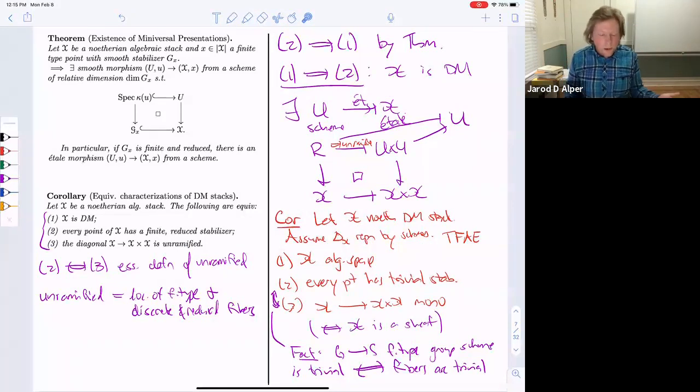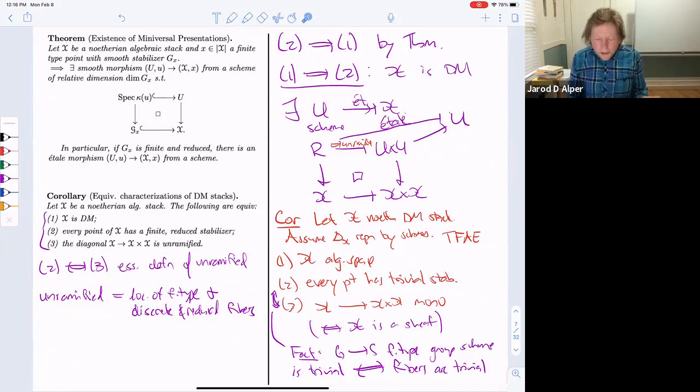And also, for our purposes, we're interested in M_g and M_g bar. We've already shown that M_g has affine diagonal, so the diagonal is certainly representable by schemes. And later we'll even show that both M_g and M_g bar are separated, so they'll have finite diagonal.